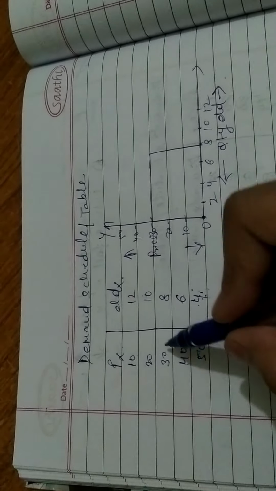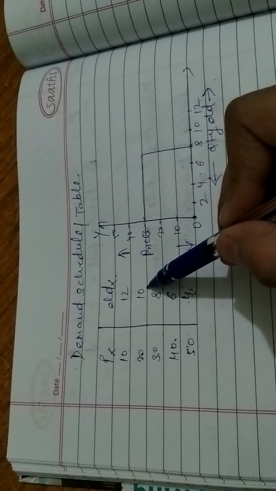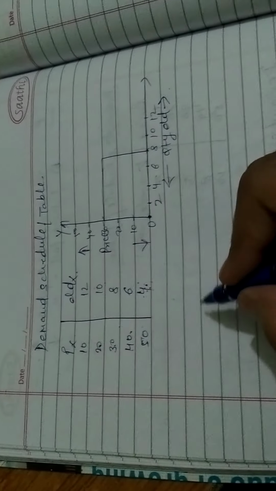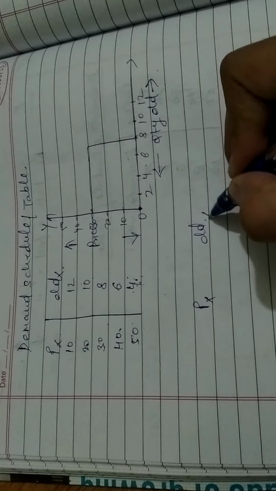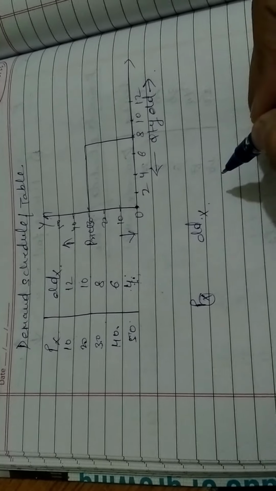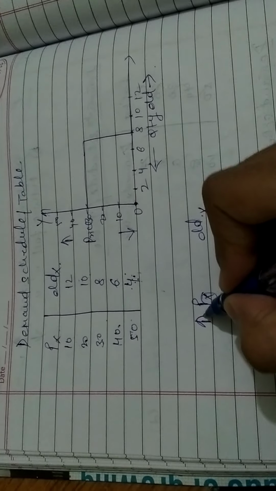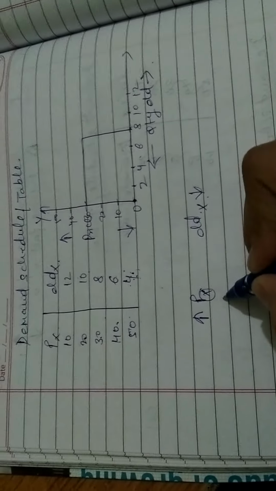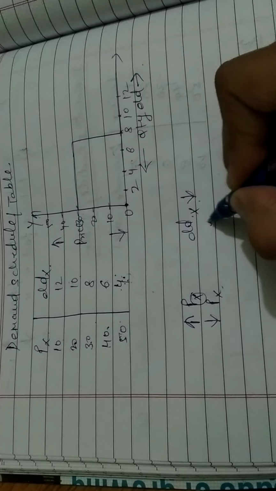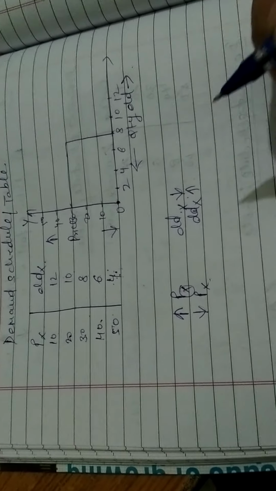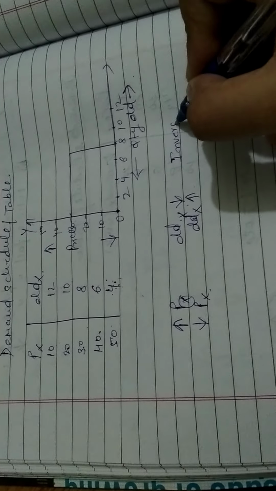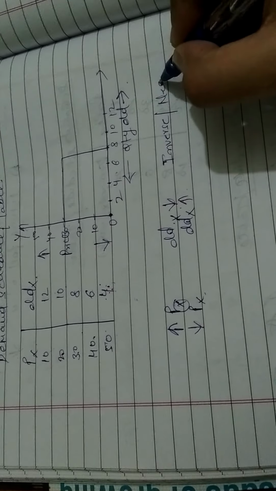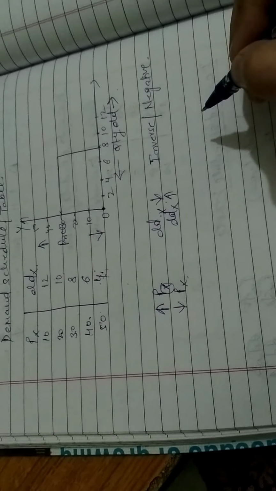When the price falls from 30 to 20, quantity demanded increases, because I have already told that there is an inverse relationship between price of a commodity and demand. Suppose the commodity is X. When the price of X commodity increases, its demand falls. And when the price of X commodity falls, its demand increases. So there is an inverse, you can say. Inverse means opposite or negative. Inverse or negative relationship between price and its quantity demanded.